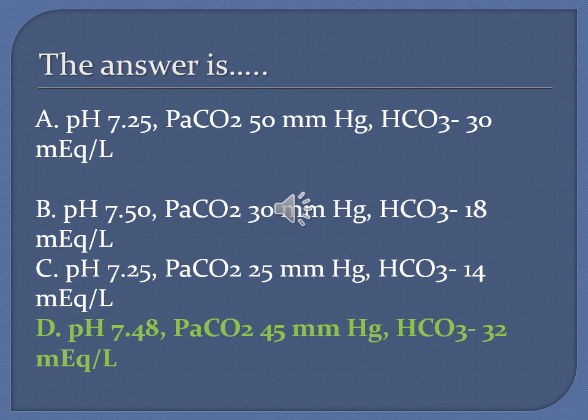So let's do an example, and I'm sure I've lost somebody at this point, but that is okay. So if you have a pH that is 7.27, it is acidotic, right, because it's below 7.35. If your CO2 is 53, acidotic. Very good, yes. If the CO2 is greater than 45, that's acidotic.